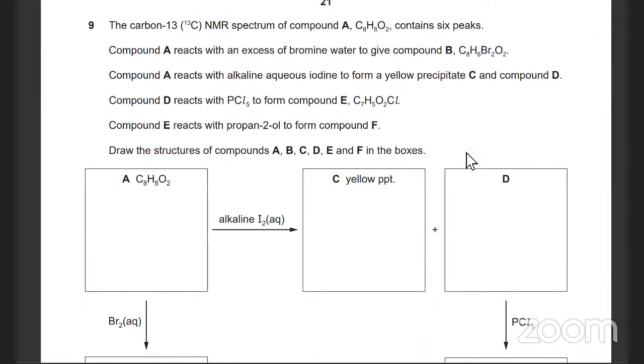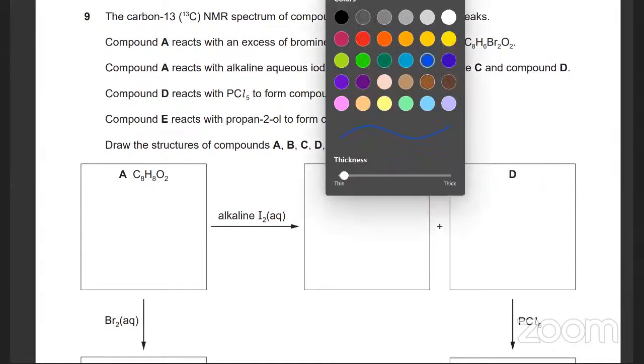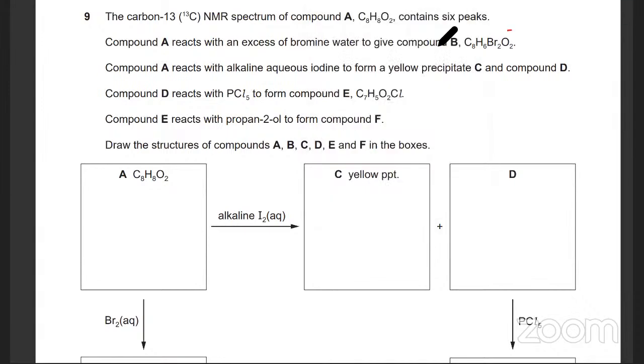So now let's start with this one, 21, 4-3 TK. So we're going to start with this one. The first thing is, I'm going to do the paper in reverse. So the first question is about the carbon-13 NMR spectrum of A, which contains 6 peaks. So what does that indicate?